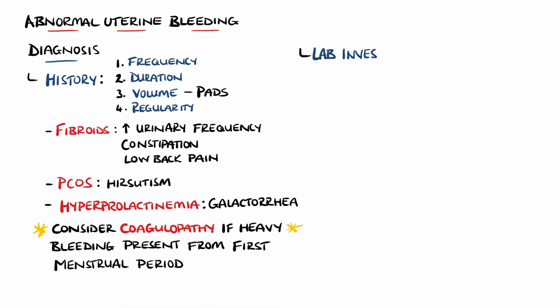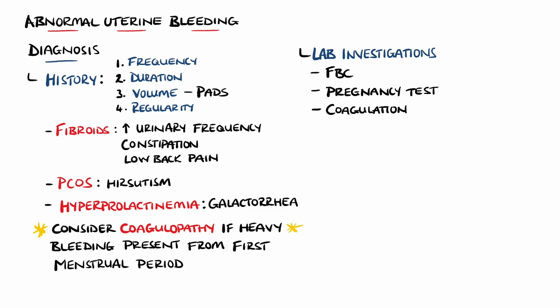Laboratory investigations would include a full blood count, as well as a pregnancy test, and further testing can include coagulation screening, prolactin levels, and hormone levels, such as luteinizing hormone and follicle-stimulating hormone, especially when suspecting polycystic ovary syndrome.